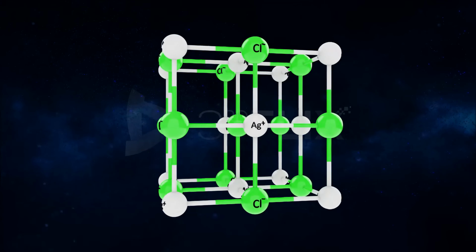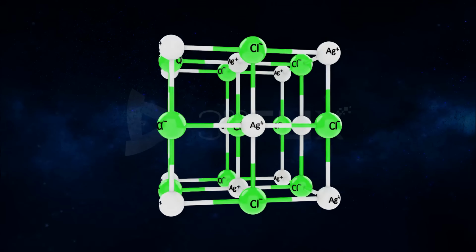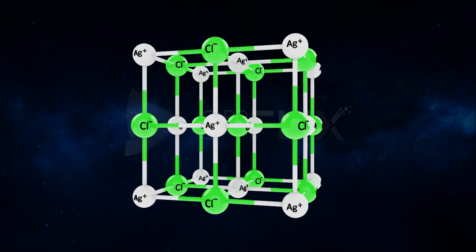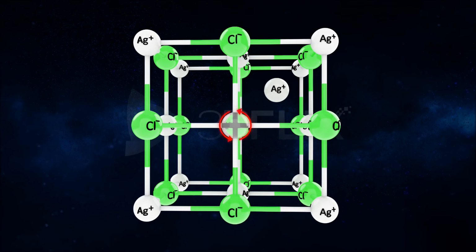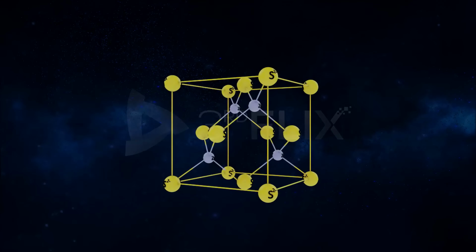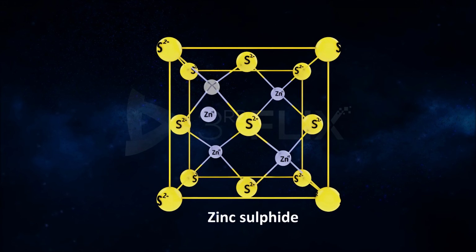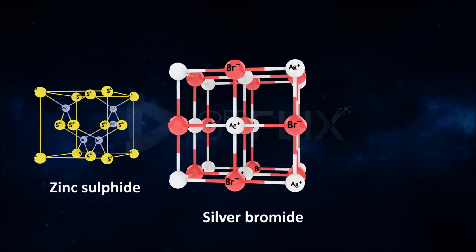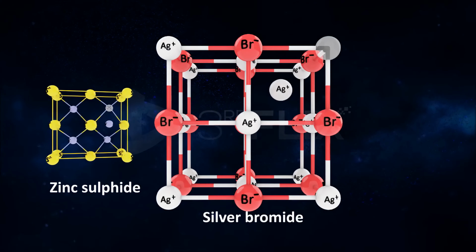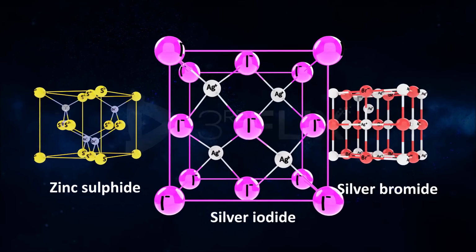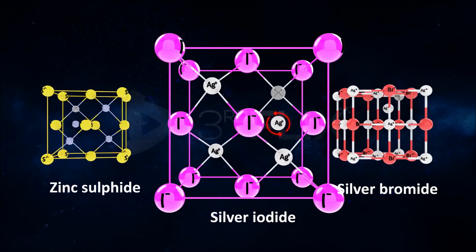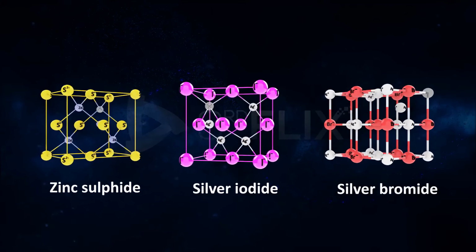For example, in silver chloride crystal, an Ag+ ion occupies an interstitial site, leaving a vacancy at the original site. Zinc sulfide, silver bromide, and silver iodide are other examples of crystals with Frenkel defects.